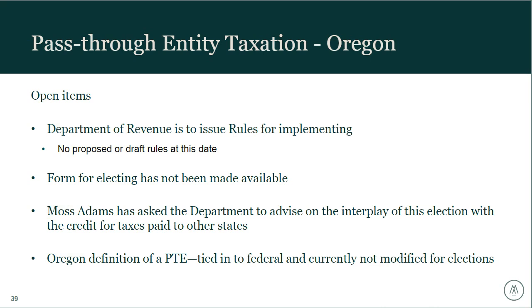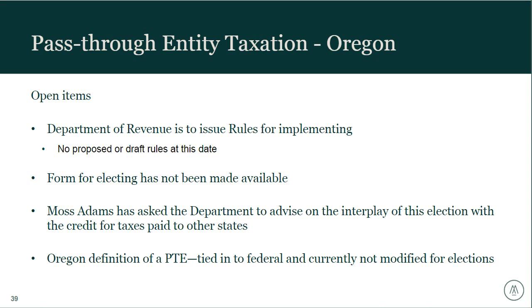And that would mean that all of the members would be precluded from the availability of this benefit. That's a big open area that we are communicating with the Department of Revenue on to see how they interpret it. Oregon's definition of a pass-through entity is tied into federal right now, and it's not modified for whether an entity has elected to be taxed as a C corporation or not.